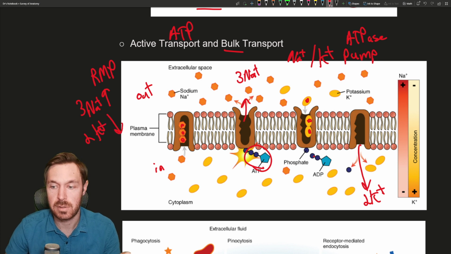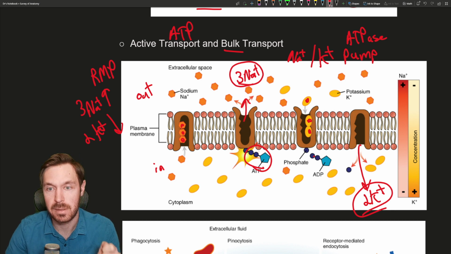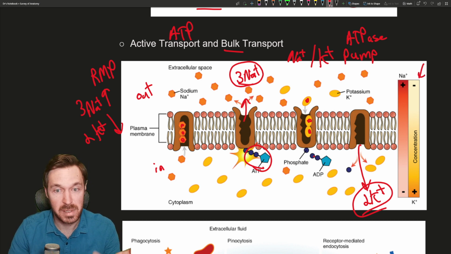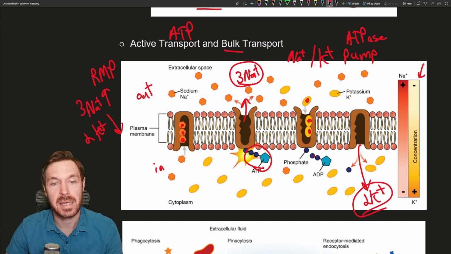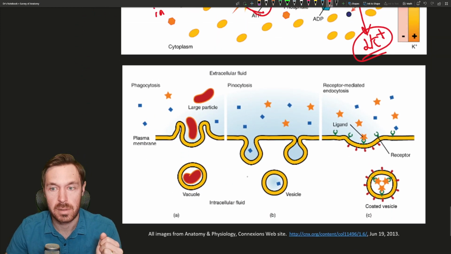So eventually the concentration of potassium is going to be high inside the cell, and the concentration of sodium is going to be low, and the concentration of sodium is going to be high outside the cell, and the concentration of potassium will be low outside the cell. So you see that over here. And that is an essential part in forming this concentration difference that you can use in secondary active transport in another process. And the last thing we're going to talk about here is bulk transport.